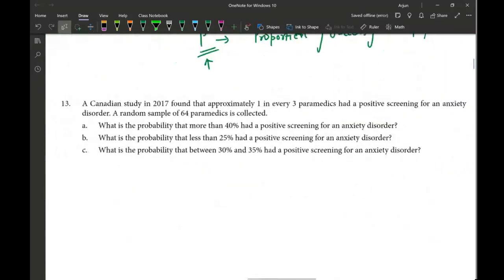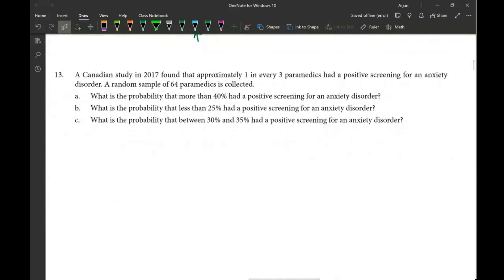So here is a question on your computer screen. This question says, a Canadian study in 2017 found that approximately one in every three paramedics had a positive screening for the anxiety disorder. A random sample of 64 paramedics is collected. What is the probability that more than 40% screen positive for anxiety disorder?